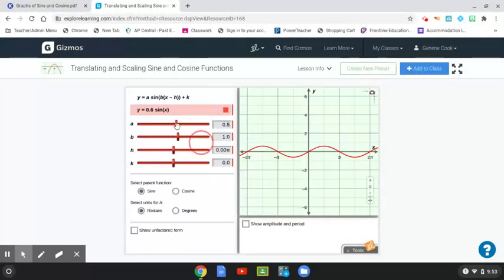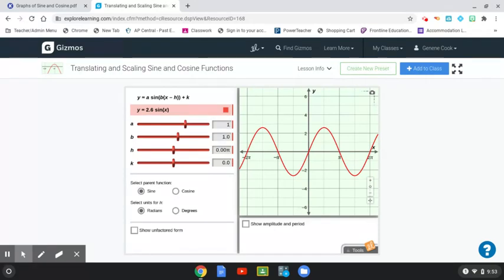And if a is negative, you'll see that the graph flips over the x-axis. So hopefully you can see that vertical reflection or flip. All right, so let's set a back to 1 so it's not having an effect on the graph. And let's talk about b.